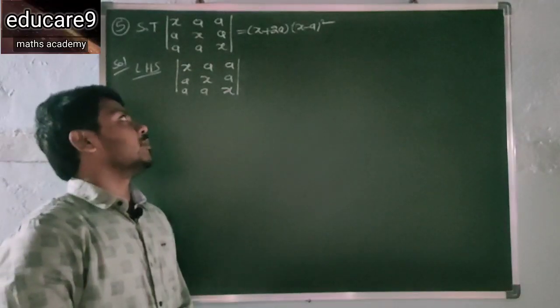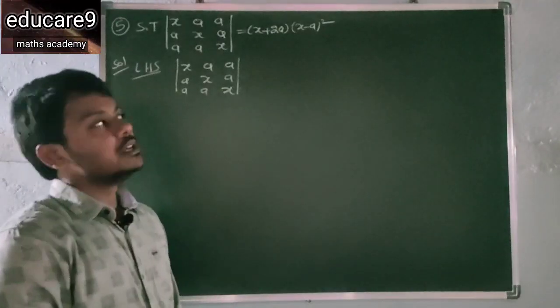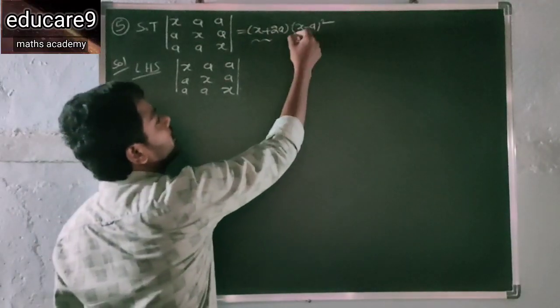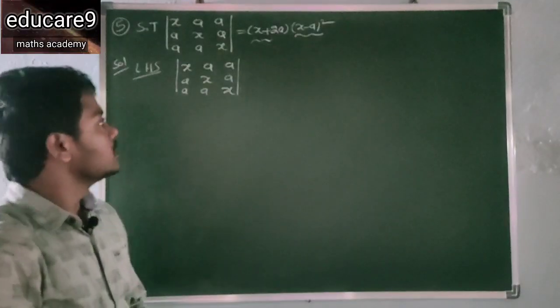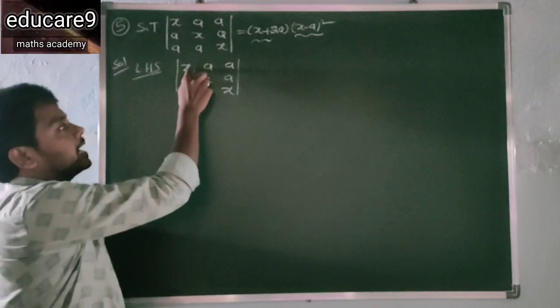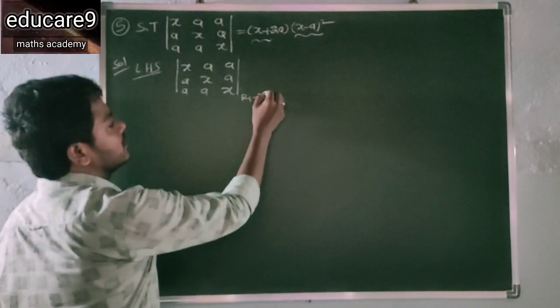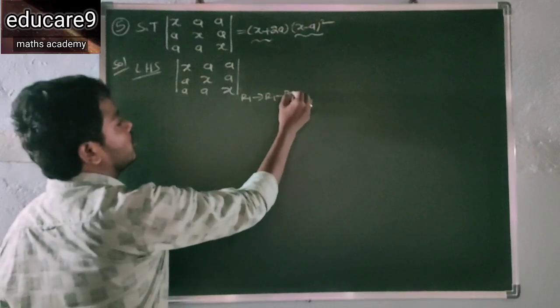See our next one. Show that this determinant value is x plus 2a into x minus a whole square. So here you want x plus 2a and x minus a whole square. See here, if you do R1 minus R2, you will get x minus a. Here R1 implies R1 minus R2.